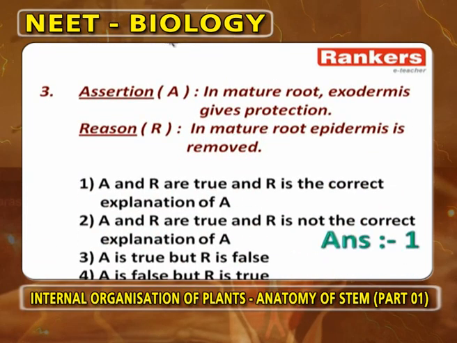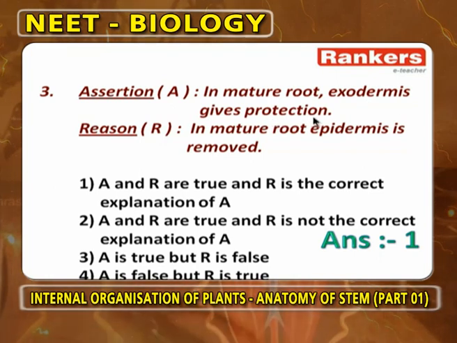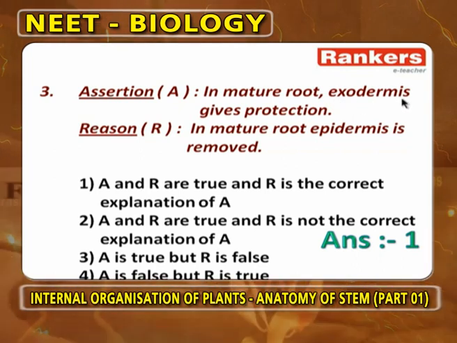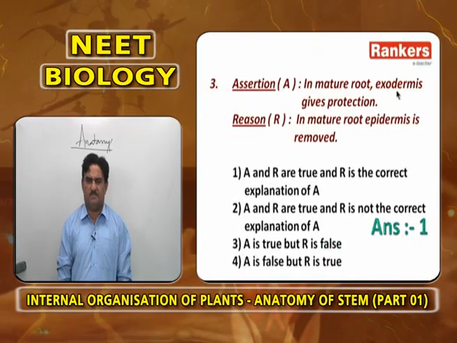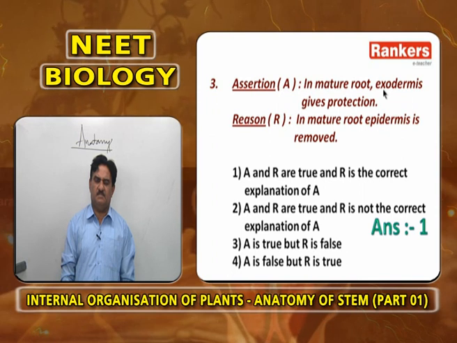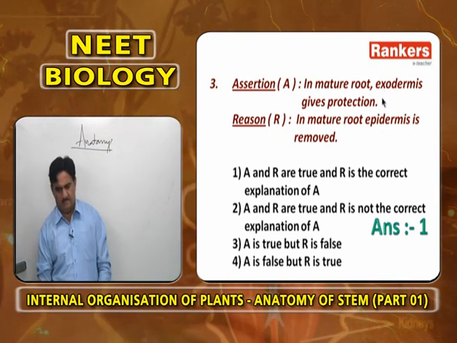Another assertion. In a mature root, exodermis gives protection. What is exodermis? The parenchymatous cortex present just below the epidermis in older roots gets a deposition of suberin and becomes exodermis. So, what is the chemical present in exodermis? Suberin. Suberin is a poisonous substance. Whenever it is deposited, the cells become dead. So, the statement that in a mature root exodermis gives protection is correct.